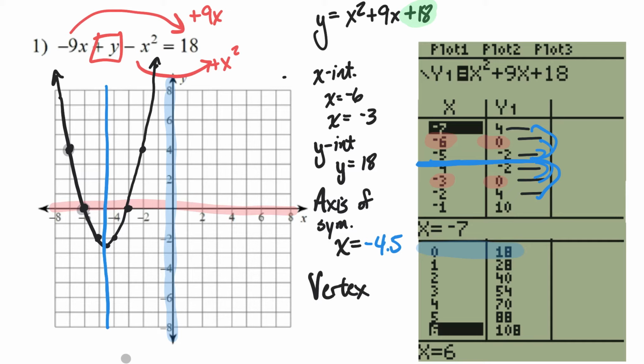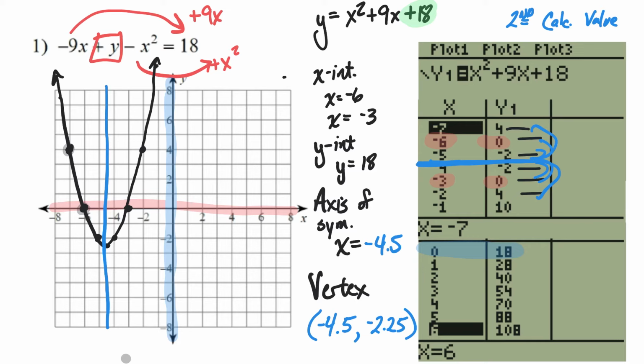I'm going to go to my calculator and see what this value is. What my calculator tells me is that when -4.5 goes in, -2.25 comes out. What I did was go to my calculator and hit second and then the calculate button. The first option is value, and then you just type in the value that you're interested in. I typed in -4.5 and it told me -2.25.